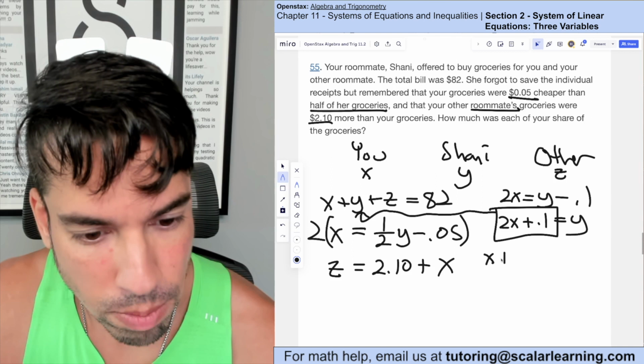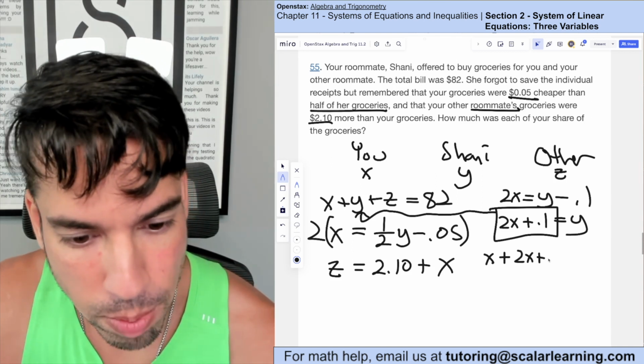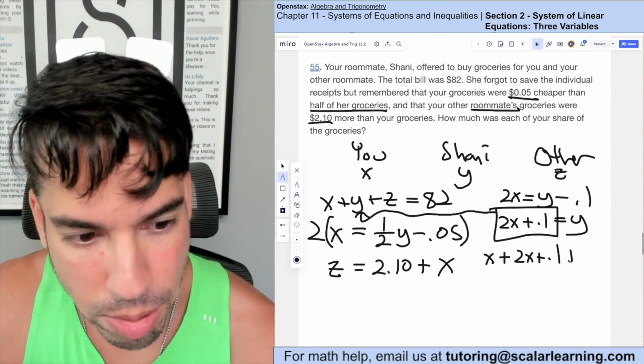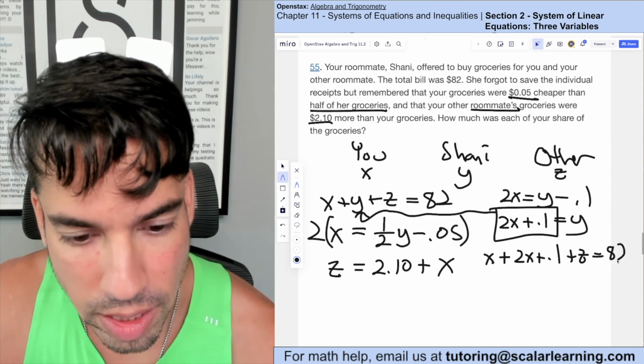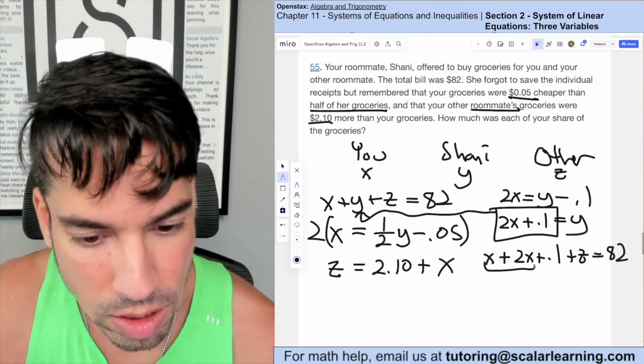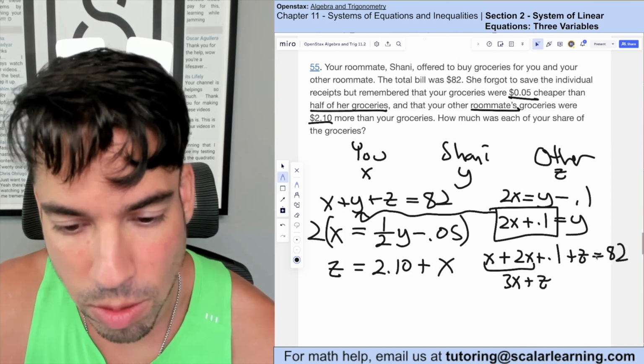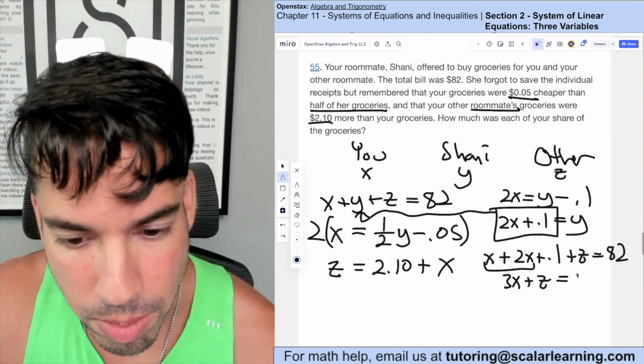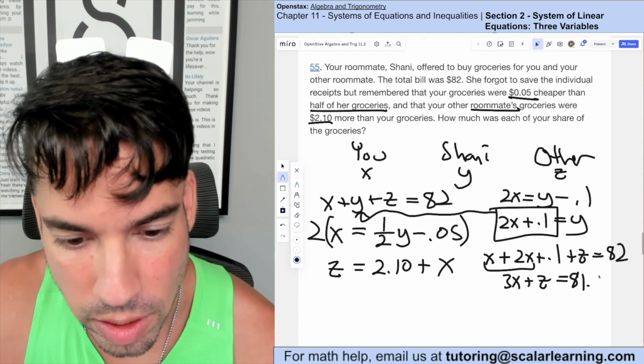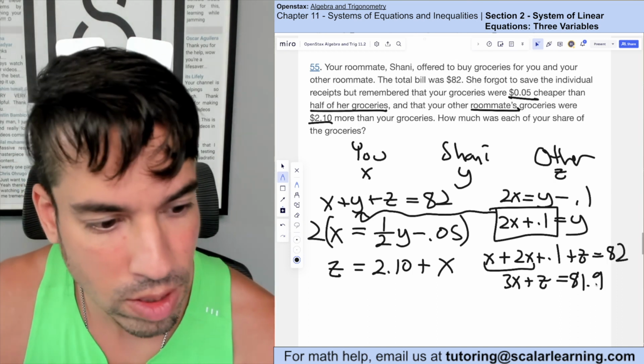We have x plus 2x plus 0.1 instead of y, right? Subbing that in, plus z equals 82. Then let's combine like terms. That's going to be 3x plus z is equal to, and then I'm going to subtract 0.1 from both sides, and that's going to be 81.9. Okay, so now we have this equation.